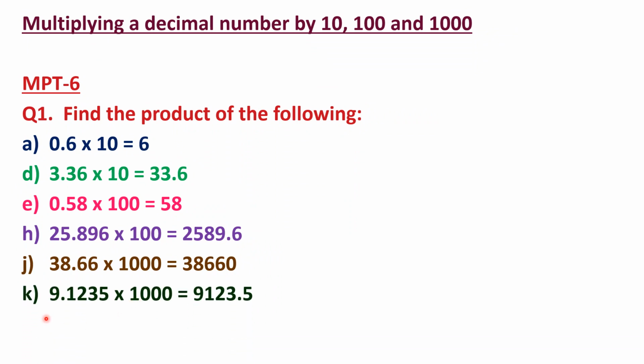Again here you can see 9.1235 into 1000. When we are multiplying by 1000, that means three zeros are there. So we will shift the decimal point three digits towards the right hand side. So after 1, 2 and 3, after 3 we will put the decimal point and the number will be 9123.5.